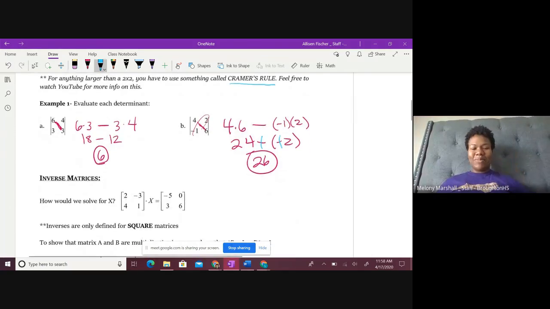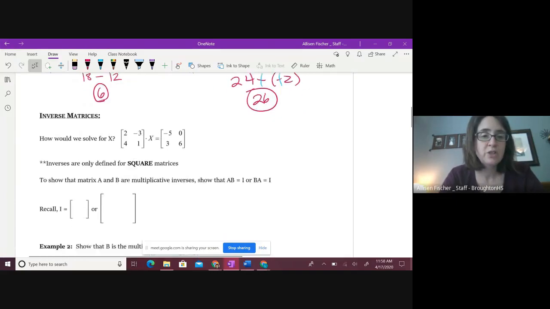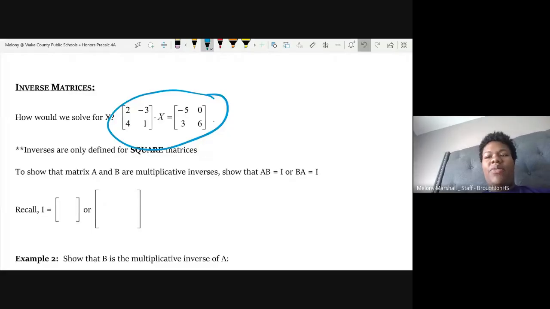Got it. All right. And that brings us to inverse matrices. Why would you need it to solve that type of equation is the question. Because unlike with, and guys, I don't know why that's there. Oh, it disappeared. Okay, no, it didn't.